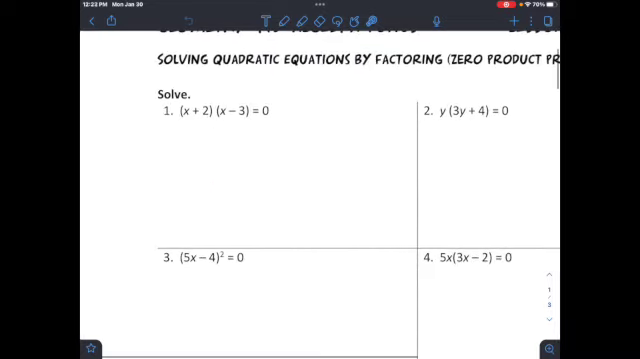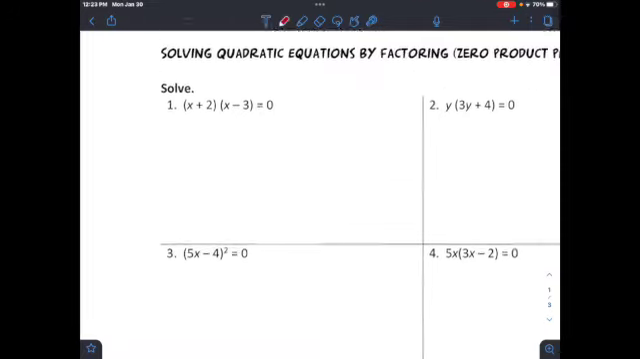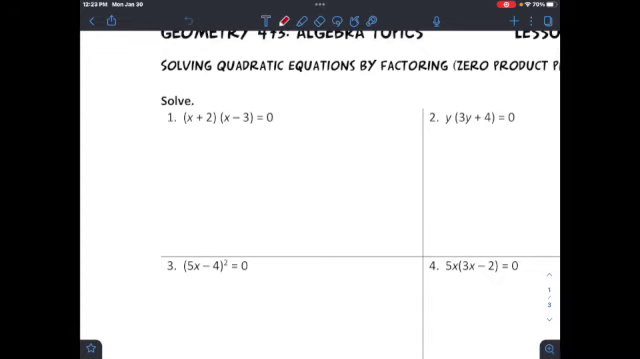So because you have a zero right here, please understand that equal to zero is one of the most important things in solving. Once we decide there's an equal to zero, that means we need to take care of all the other side. And so when you have a zero product property, something has to equal zero.